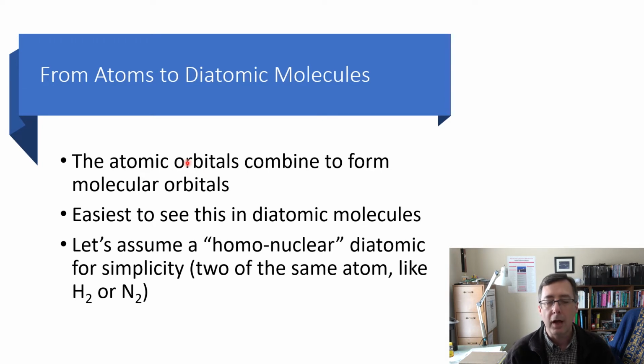Well, your atomic orbitals are going to combine to form molecular orbitals, whether it's a diatomic or a polyatomic. But it's easier to see here for diatomics. In fact, to make it even easier, let's assume the two atoms in the diatomic are the same atom. So those are called homonuclear diatomics. So H2 or O2 or N2 or F2, that kind of thing. Let's look at those.